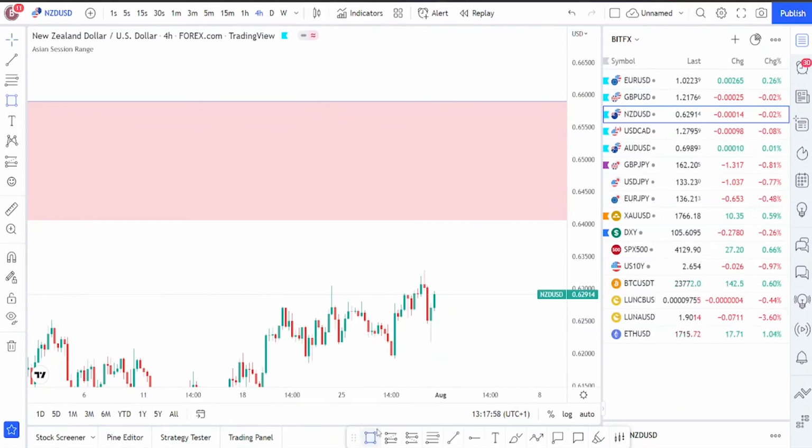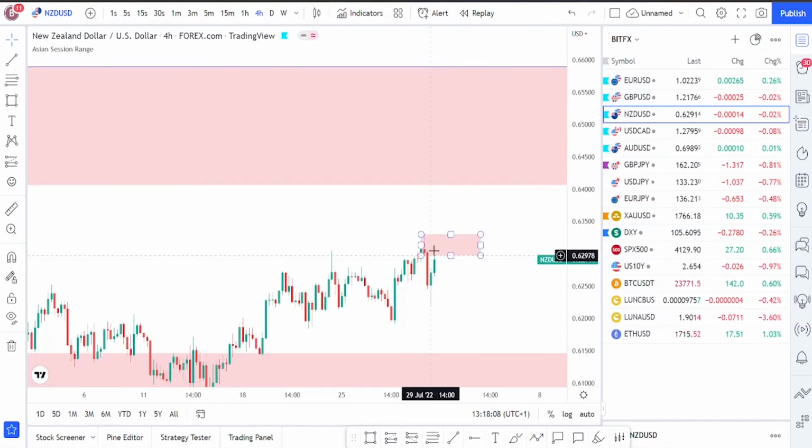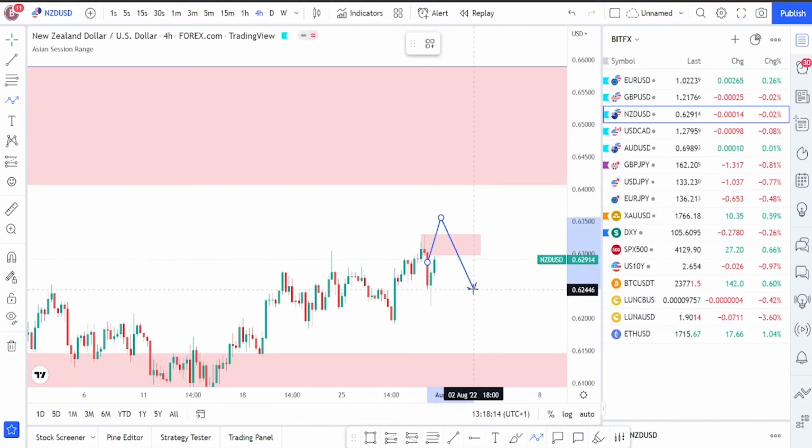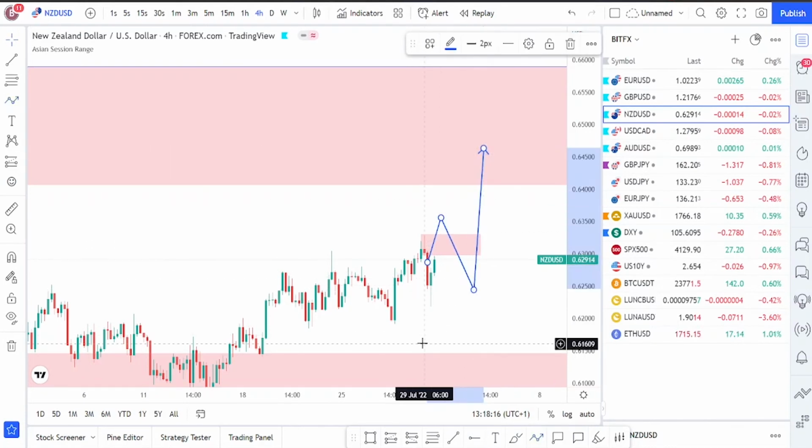Just in case, I'm gonna mark this area as well, and maybe if the 5-minute time frame confirmation, the BITFX rules are met in this zone, I might take a sell. Otherwise we're gonna break this high, come back down into this zone, continue going back up.